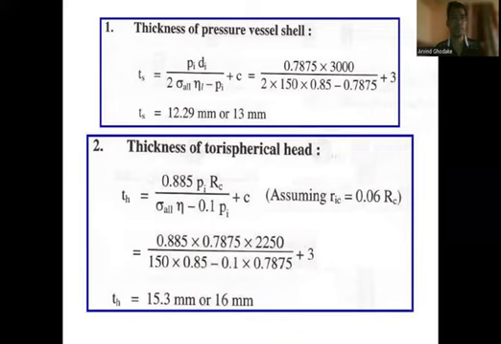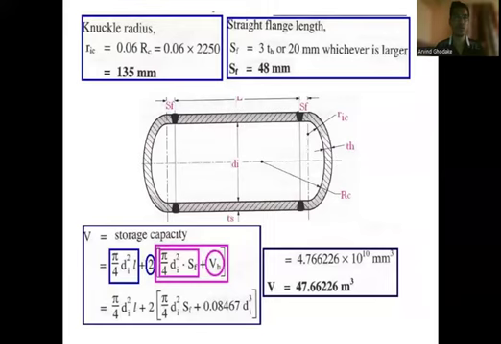Then the thickness of the spherical head, TH, is equal to 0.885 Pi RC upon sigma allowable into eta minus 0.1 Pi, plus C. Assuming the knuckle radius IRC is equal to 0.06 RC, we will get TH, the thickness of the spherical head, equal to 15.3 or 16 mm. Then the knuckle radius RIC is equal to 0.06 RC. Therefore, the knuckle radius will be equal to 135 mm.